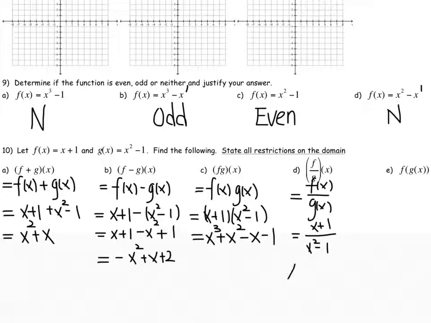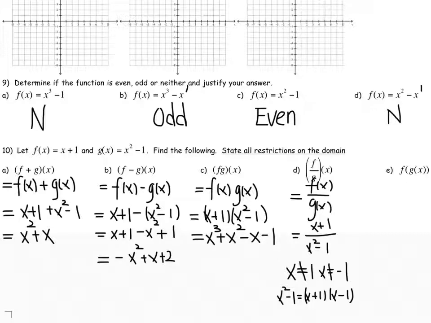But we have to specify the restrictions. When you have something in the denominator, make sure you exclude the x values that will make your denominator equal to 0. So x squared minus 1, you can factor it into x plus 1 times x minus 1, which makes the restriction for your denominator: x cannot be equal to 1, x cannot be equal to negative 1.